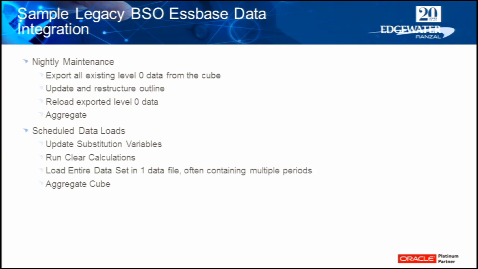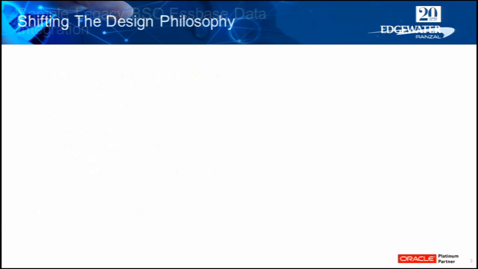Scheduled data loads, we have to update some substitution variables. We got to run some clear calcs. Got to load the entire data set for all entities or all companies or all whatever. Often multiple periods, a range of time periods that we're loading. We're reloading all history for the current year, so January through June. And then we got to aggregate that cube, right? Usually largely driven by MaxL. Sound reasonable for the majority of implementations, right?